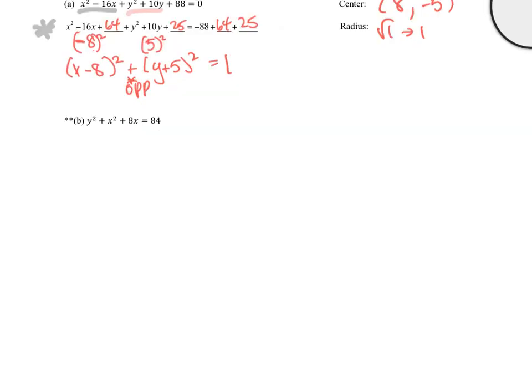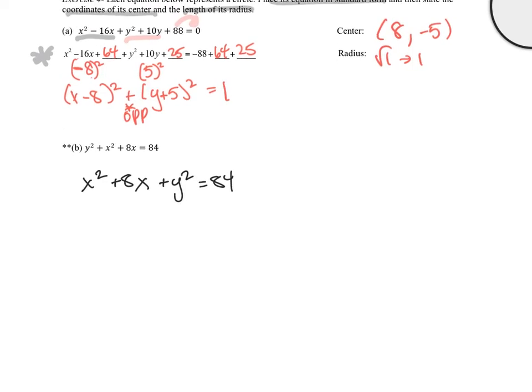So the directions are the same for B. You're going to just put it in the correct order first. X's come first. Y's come second. And you notice this does not look like the other one, right? Before we had x squared and regular x, y squared, regular y. Here we have x squared, regular x, y squared, no regular y. So what we're going to do is add some placeholders. So I'm going to have x squared plus 8x plus y squared plus 0y is equal to 84.